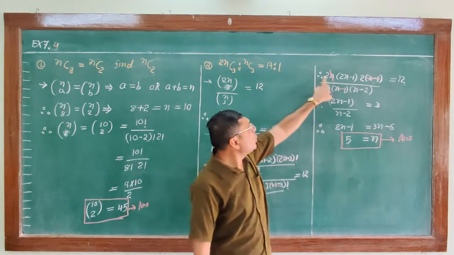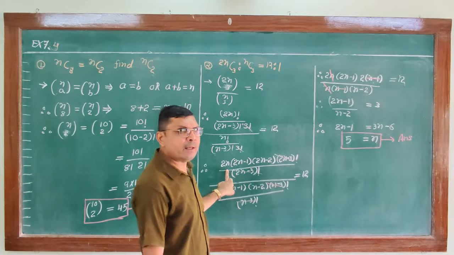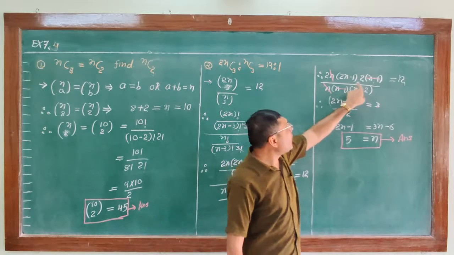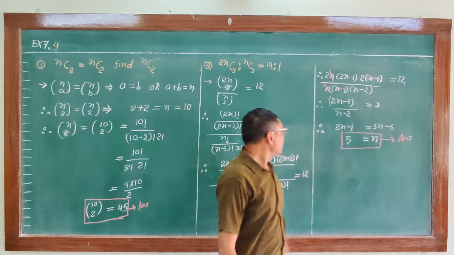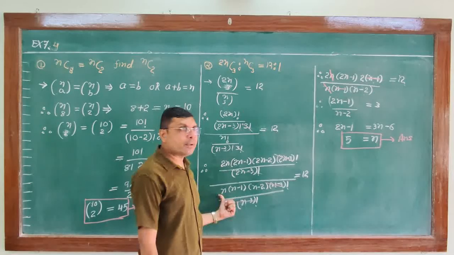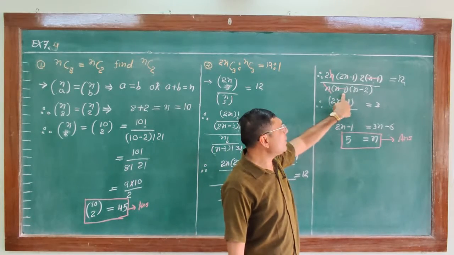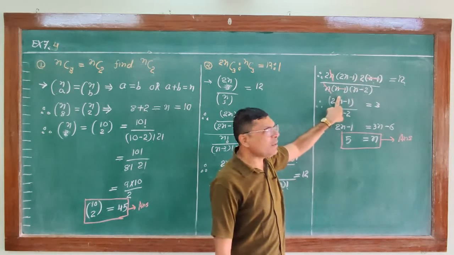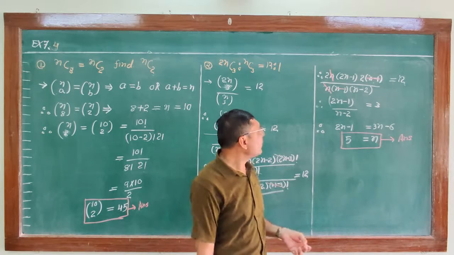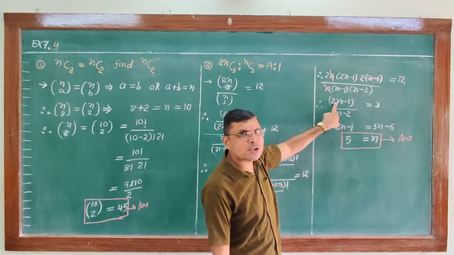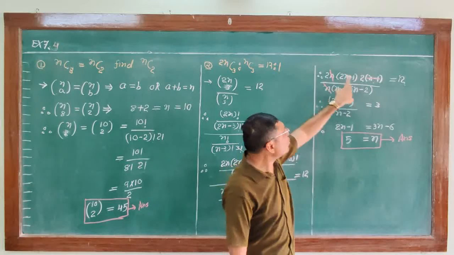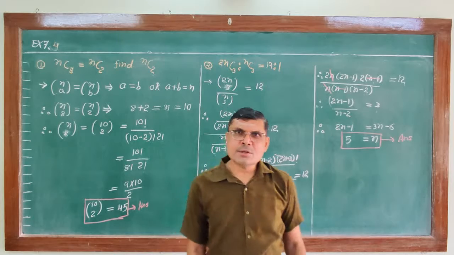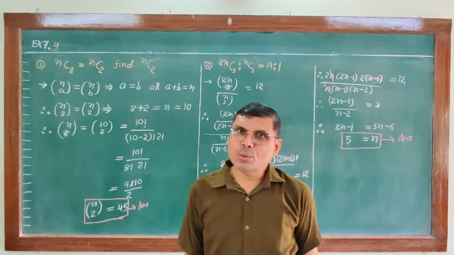So in the numerator we have 2n, 2n minus 1, 2n minus 2. So 2 is common. From the denominator, the same, only n minus 1, n minus 2. n cancels, n minus 1 also cancels. It is just a simplification. Then the remaining thing is 2 into 2n minus 1 upon n minus 2 equals 12. 2 twos are 4, 3 fours are 12. Simplify, n equals 5. So this is the solution of question number 2.